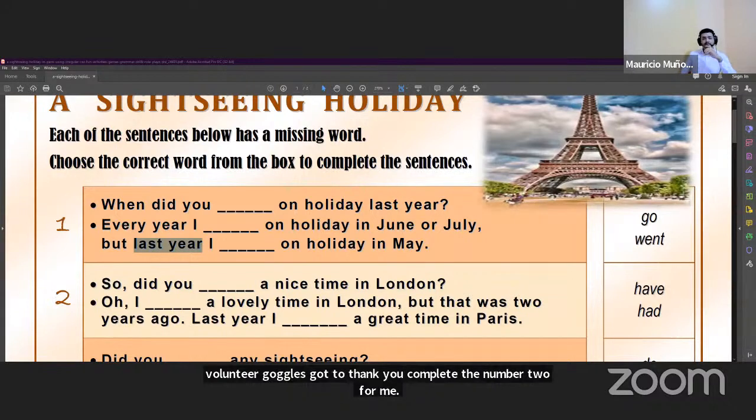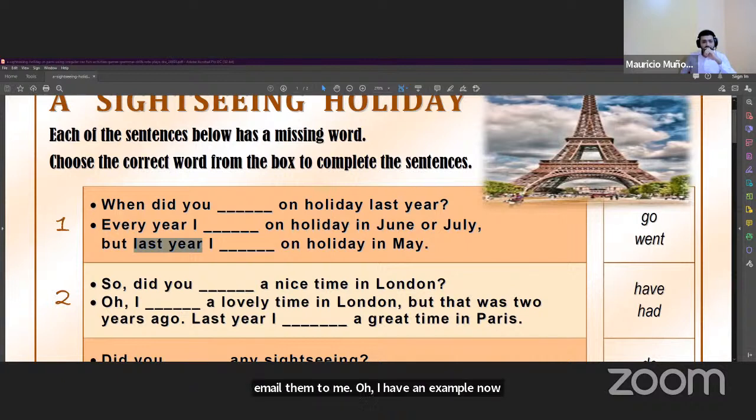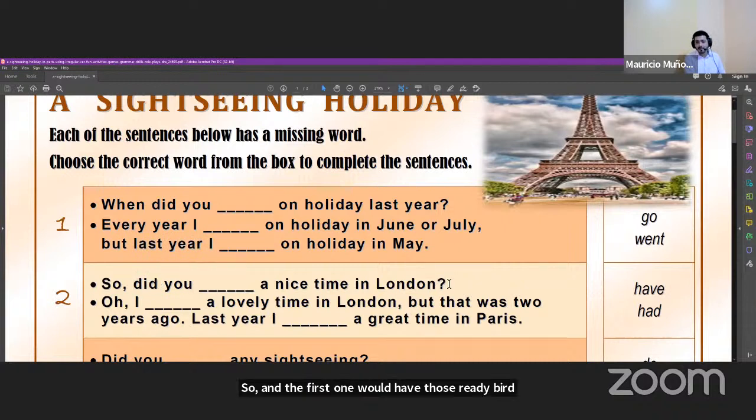So, did you have a nice time in London? Oh, I had a lovely time in London, but that was 2 years ago. Last year, I had a great time in Paris. Yes, excellent. Good. Nice. So in the first line we have the auxiliary verb did. You see? So it's a question. When you see the auxiliary, well, we need to use the verb in present, sorry. So have. You see? And the second time is both of them in the past, you see?